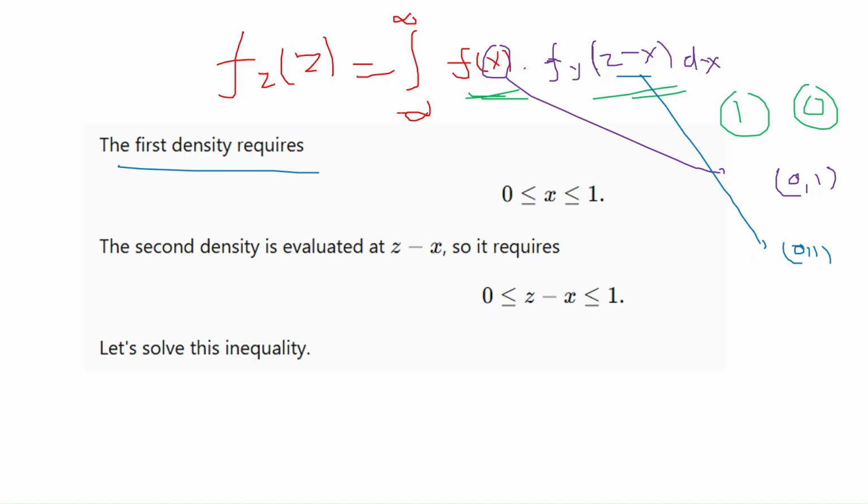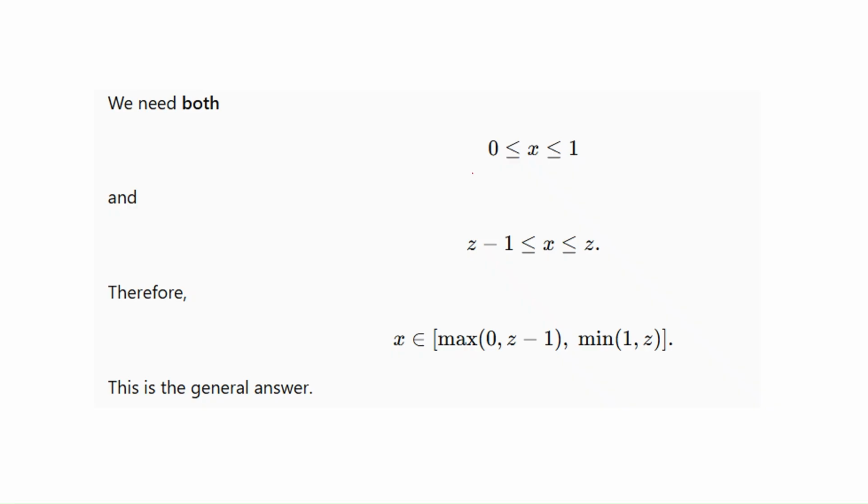So the first density requires x to be between 0 and 1. The second density, z minus x, requires it to be between 0 and 1. So these are the two inequalities which we have to solve to find the range in terms of x. The first inequality, we already have it in terms of x. We don't need to solve. The second one we had was z minus x is between 0 and 1. So we multiply this with minus 1. This would flip the sign, and then we add z.